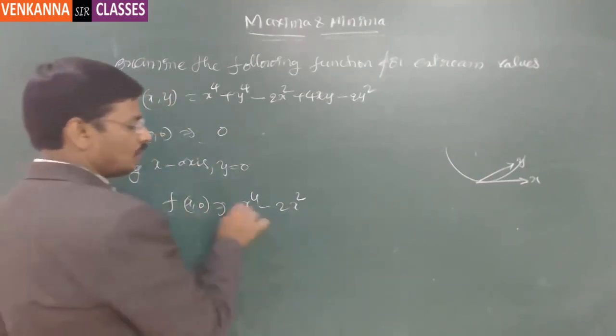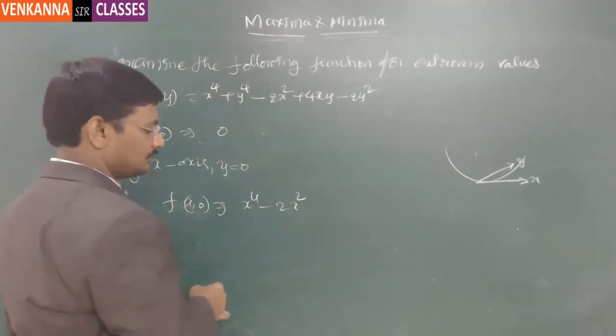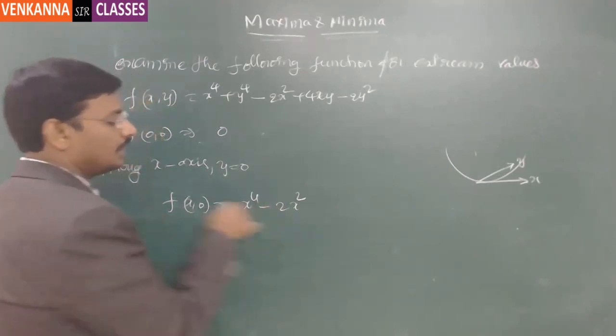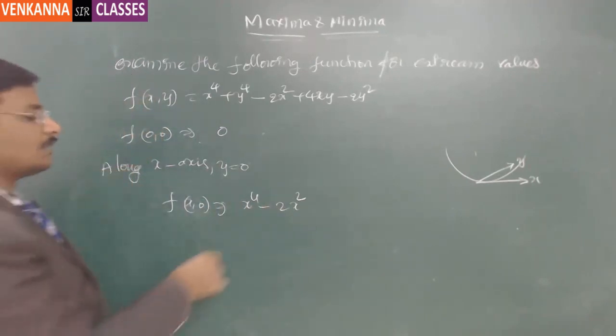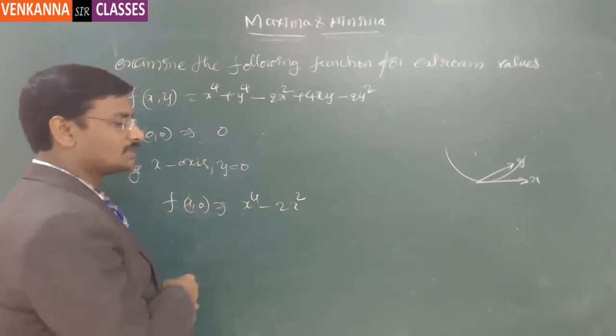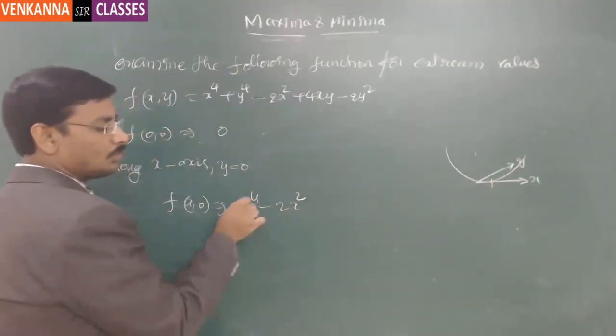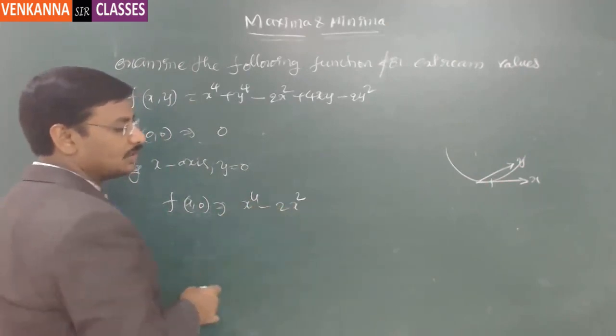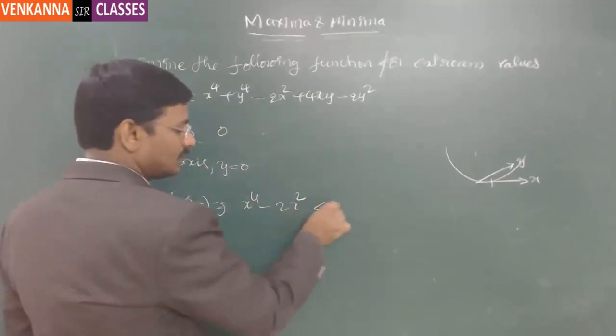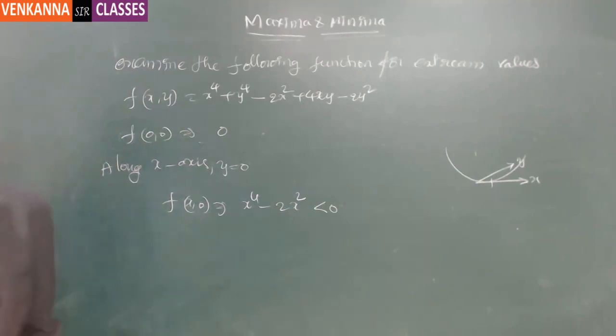Now if you notice, whatever may be the value of x, so nearby value if you take it, any nearby value, x is equal to 0.1, let us say. So x is equal to 0.1, it will assure that 0.1 whole power 4 minus 2 times 0.1 square. This will be definitely less than 0. Correct or not? Understood or not? This value is less than 0.